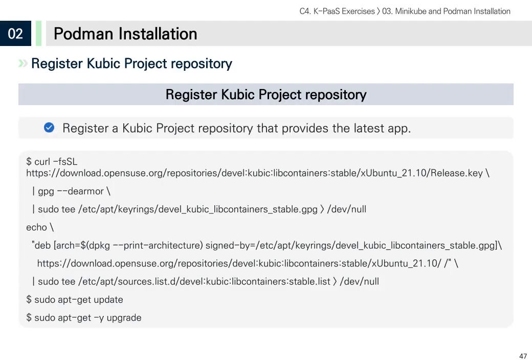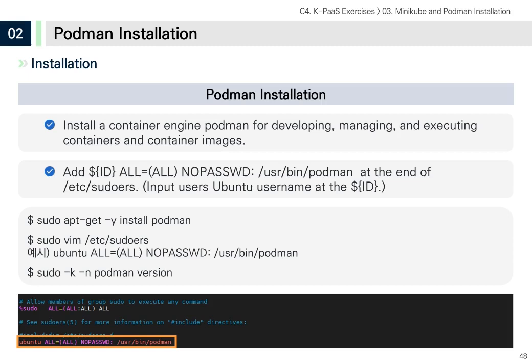Register a Kubic project repository that provides the latest apps for Podman installation, then update and upgrade to the latest version. Next, we'll install the Podman package. After installing Podman, it's a hassle to enter a password every time you use sudo authority, so we'll change the setting to disable it. Enter the sudoers file editing screen, and add content at the very bottom. In the added content, enter your own Ubuntu account name, in my case, the user spot. Finally, check the Podman version.